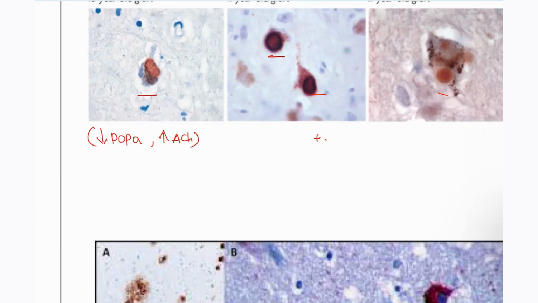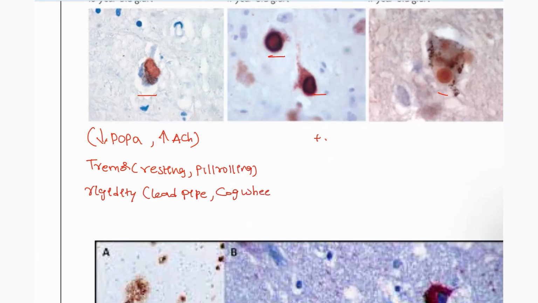What are the symptoms? Tremors, such as resting tremor, and pill rolling tremors will be seen in this patient. There will be rigidity of the muscles. This rigidity is known as lead pipe rigidity in the chronic stage, or we can also say cogwheel rigidity.